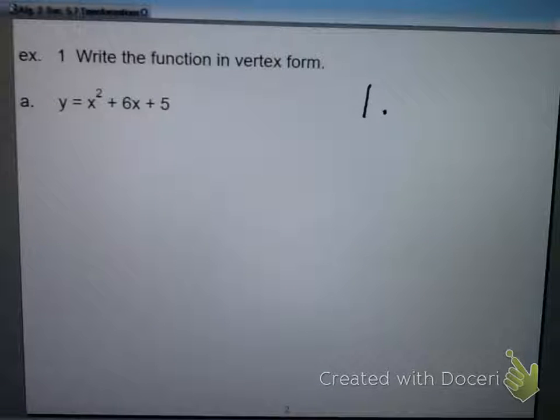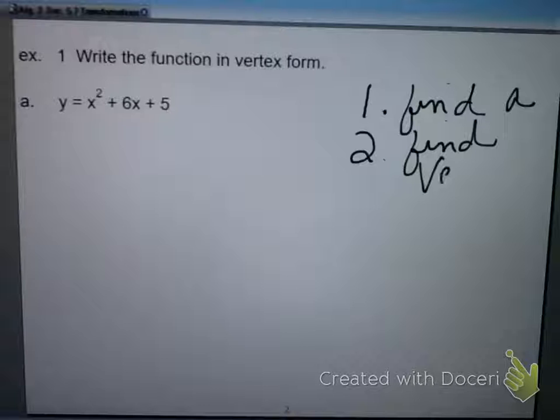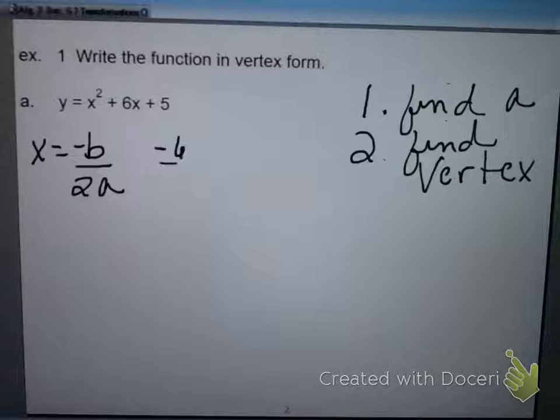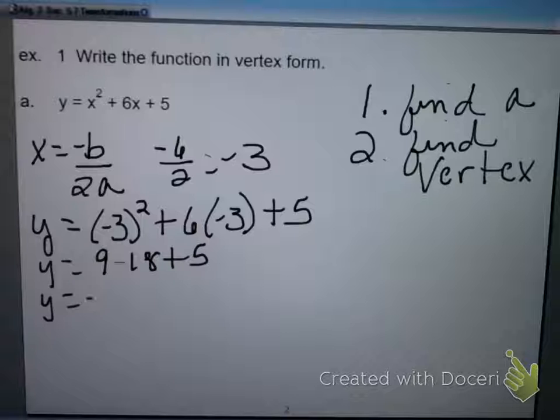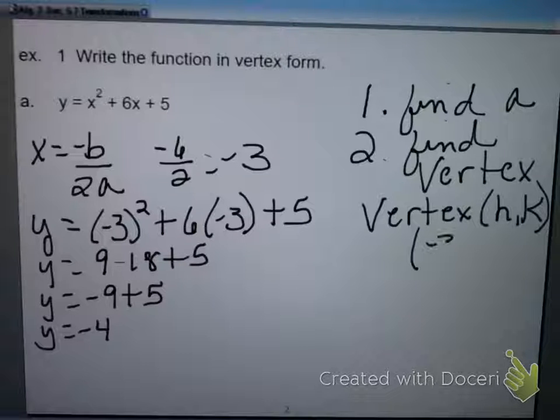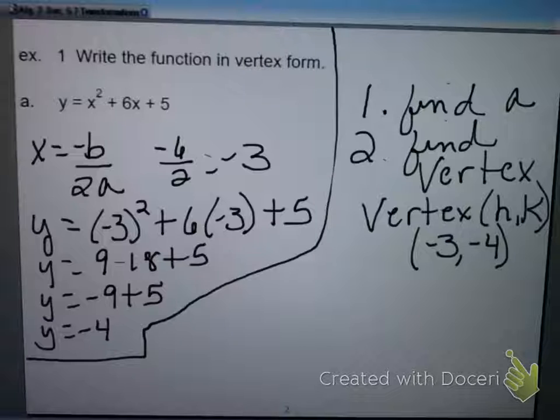Example 1, write the function in vertex form. y equals x squared plus 6x plus 5. First thing we're going to do is identify your a. Then we're going to find the vertex. Remember, the formula for the x value of the vertex is negative b over 2a. And then we find the y. So the vertex is negative 3, negative 4. And now it's (h, k). It's no longer (x, y).